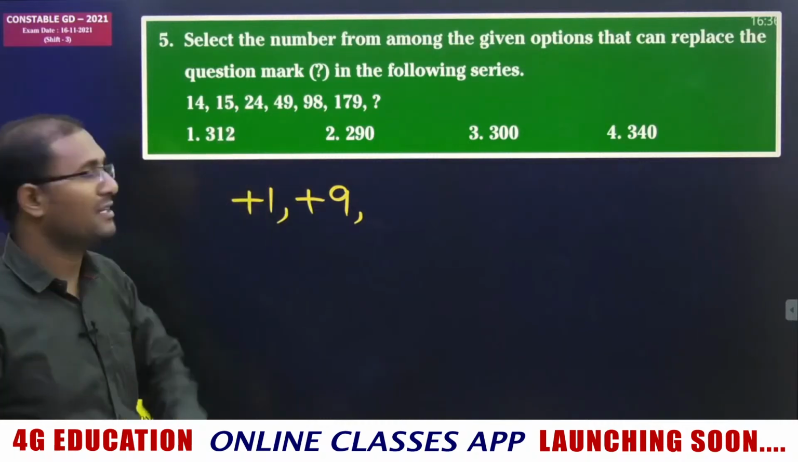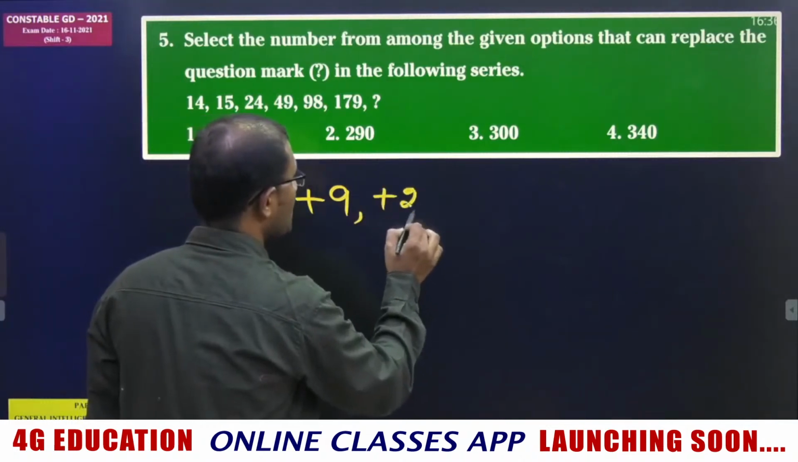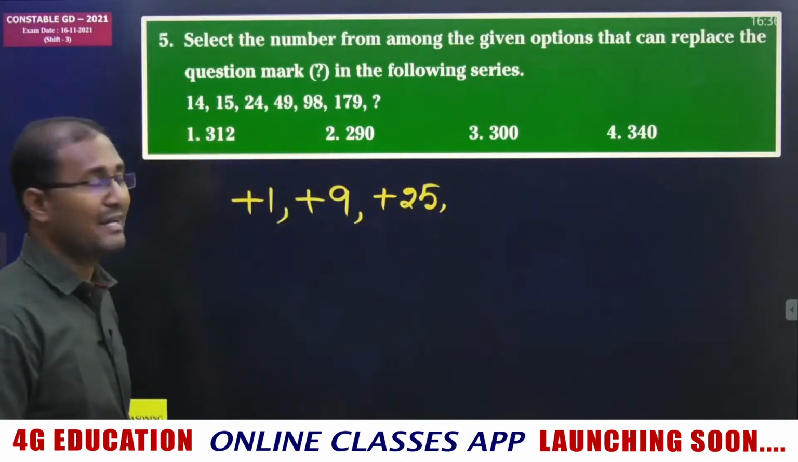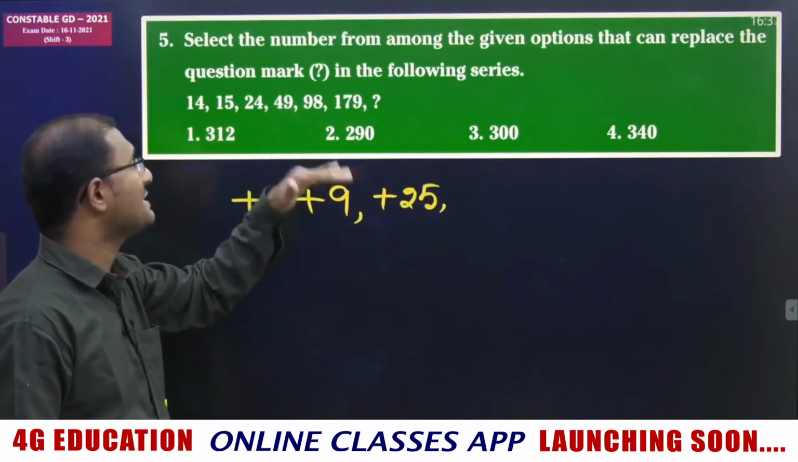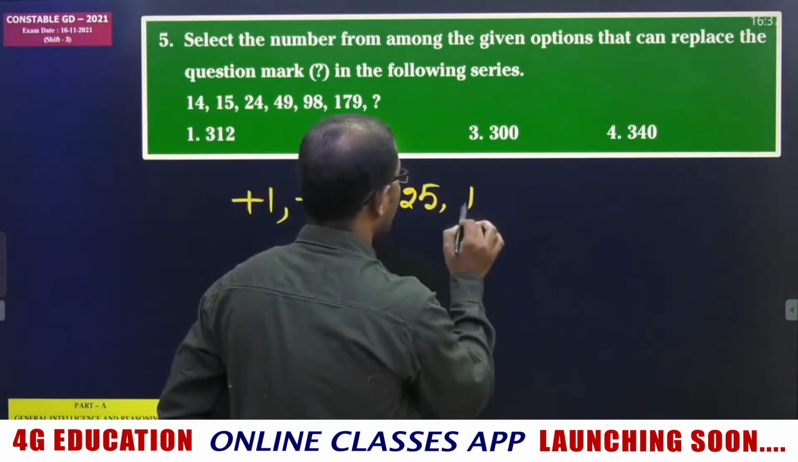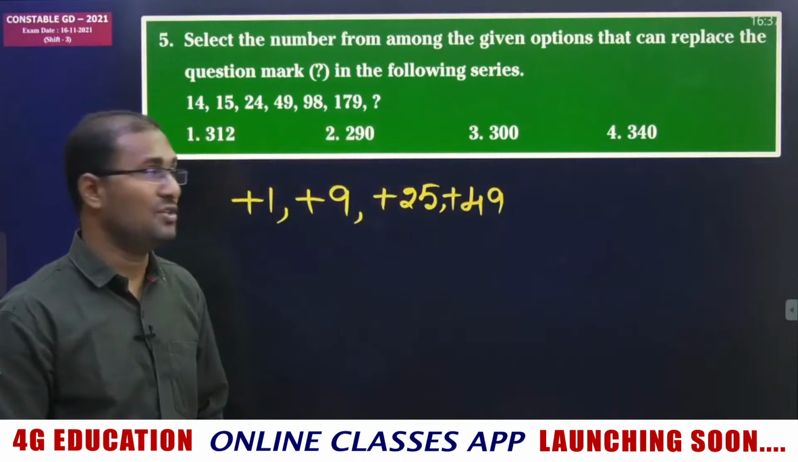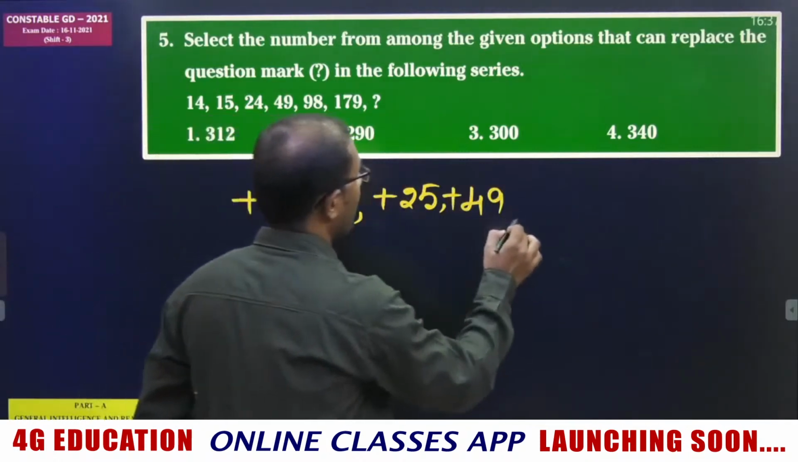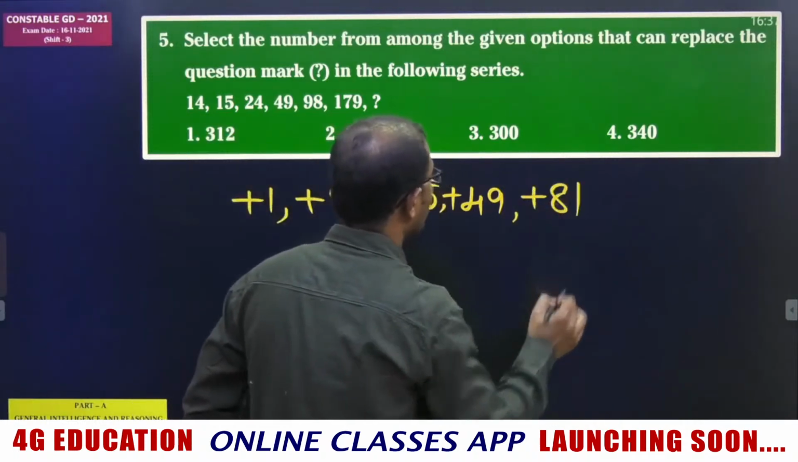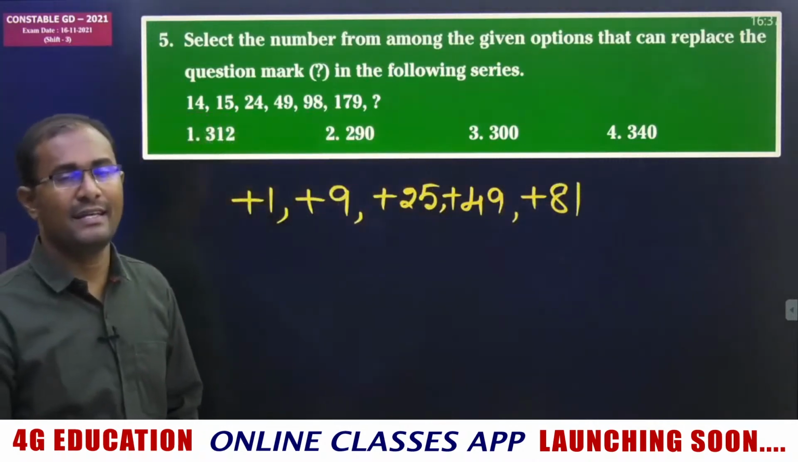Now 24 to 49. How much is it increasing? 25 is increased. So here 49 to 98. 49 to 98 means how much is it increasing? So we can say it is 49 plus 49, which is nothing but 98. Now what about the next one? It is 81 plus 81. So that means for 98 we have to add 81 so that we can get 179.